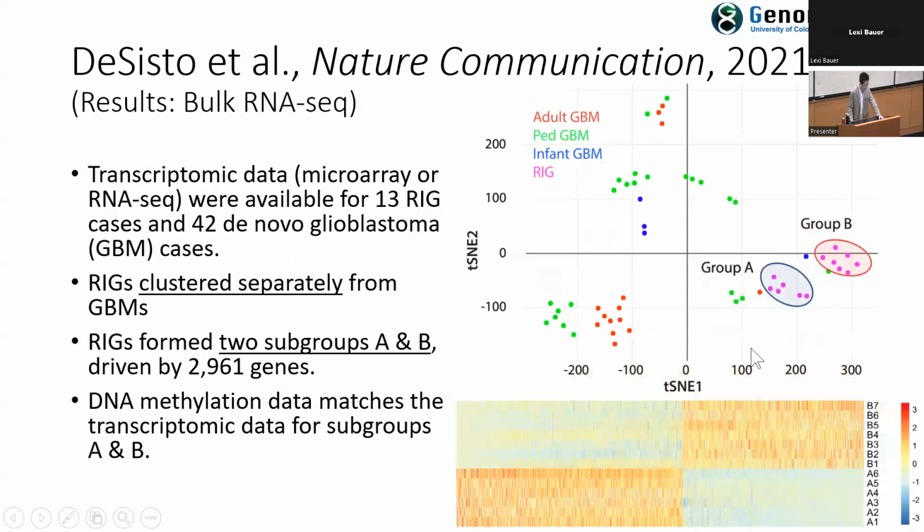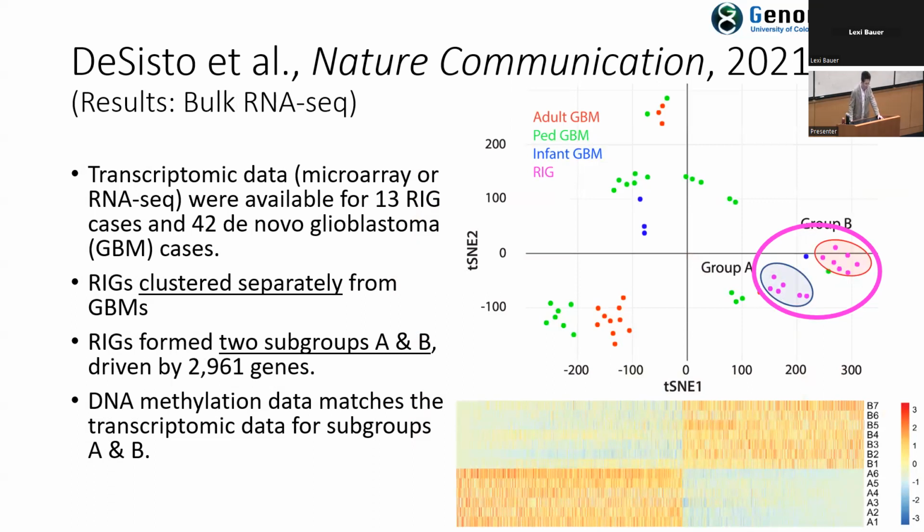So let's once again take a closer look at what's going on there. What they found was that these RIGs are clustering separately from the GBMs. So what does that tell us? Well, looking not at the methylation data, but rather from the transcriptomic point of view, these RIGs also have a unique characteristic that seems to distinguish them from all of these other different GBMs, right? So that's a secondary clue that there's something common about these RIGs.